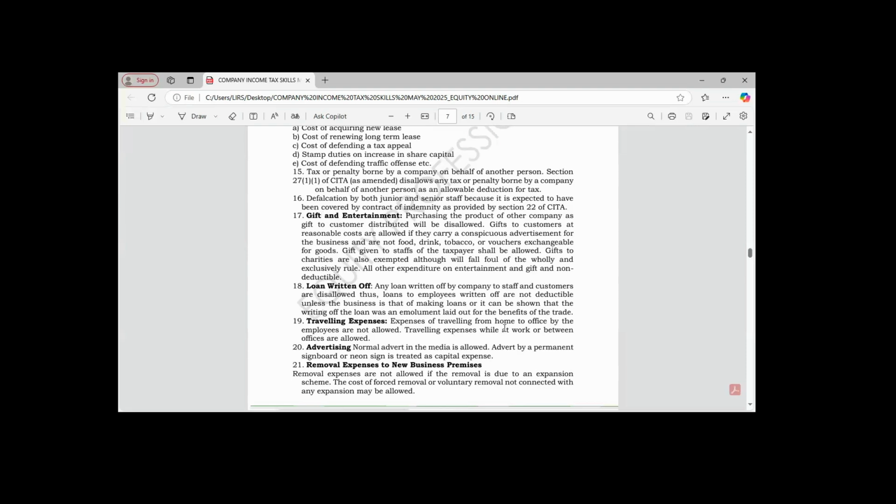Then traveling expenses. Expenses of traveling from home to office by the employee are not allowed. So when you are coming from your home to the office, any expenses you incur are not allowed. But traveling expenses you incur while you are on official assignment are allowed. For advertisement, any advertisement that is capital in nature will be disallowed. Any advertisement that is not capital in nature will be allowed. So any advertisement for promotional purposes will be allowed.